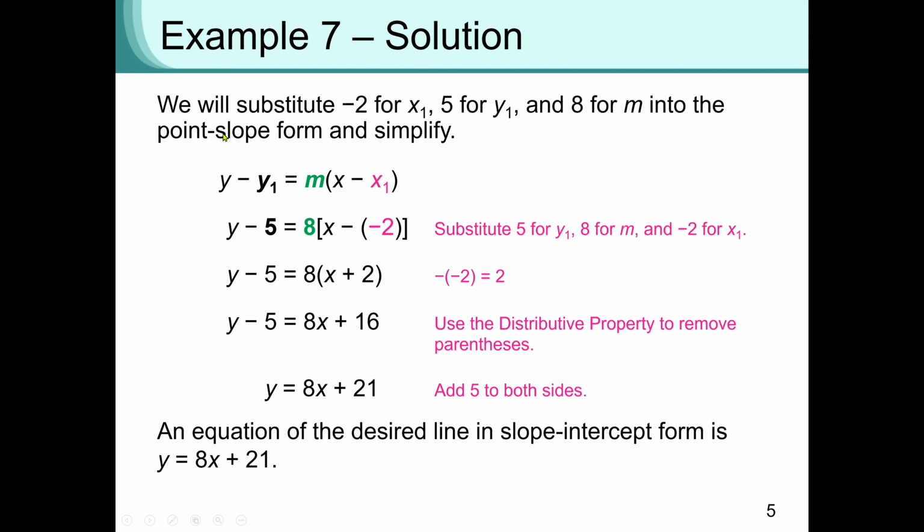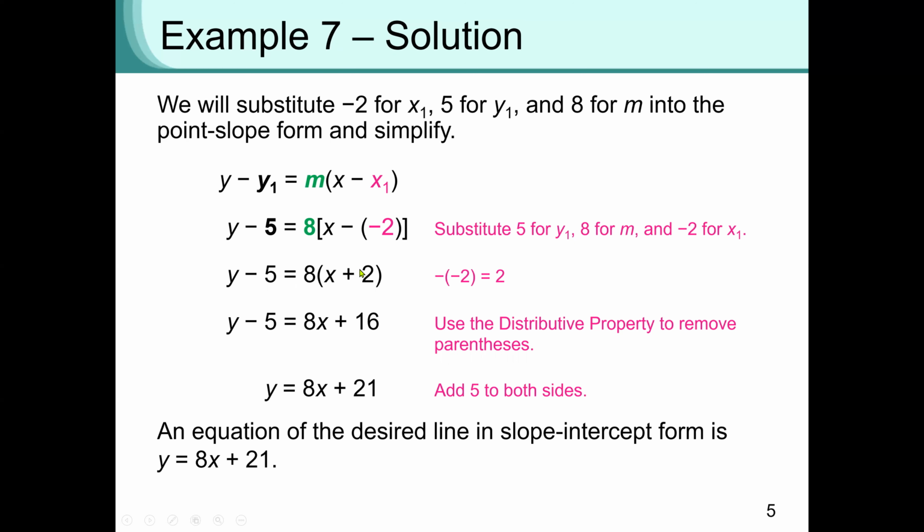Again, this is what we discussed in our previous lectures. The point-slope form will be y minus y1 equals m times x minus x1. The point-slope formula came from the slope formula, because we know slope is equal to y2 minus y1 over x2 minus x1. So we know y1, we know x1, we know m. So we substitute for our y1, which is 5. Our x1 is -2. So we get y minus 5 equals 8.